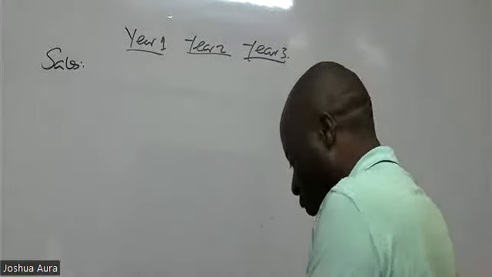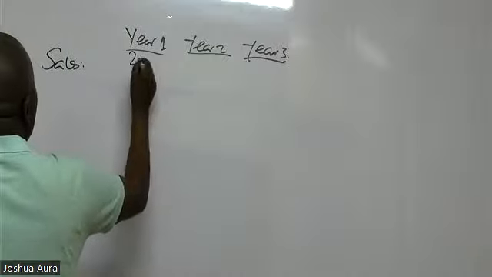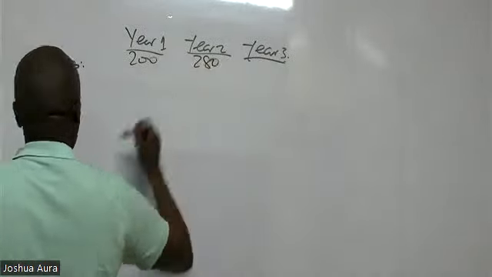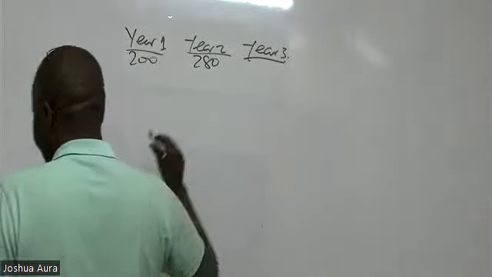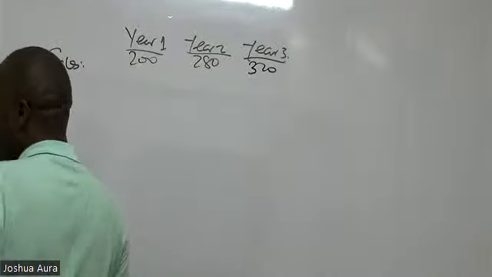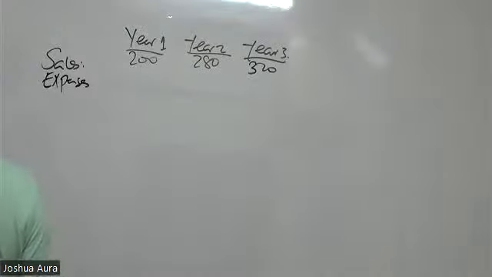For year 1, sales is 200. I want my figures to be in millions. So year 1 sales is 200. Year 2 sales is 280. Year 3 sales is 320. From there, I can see expenses. Expenses, I can see 120.